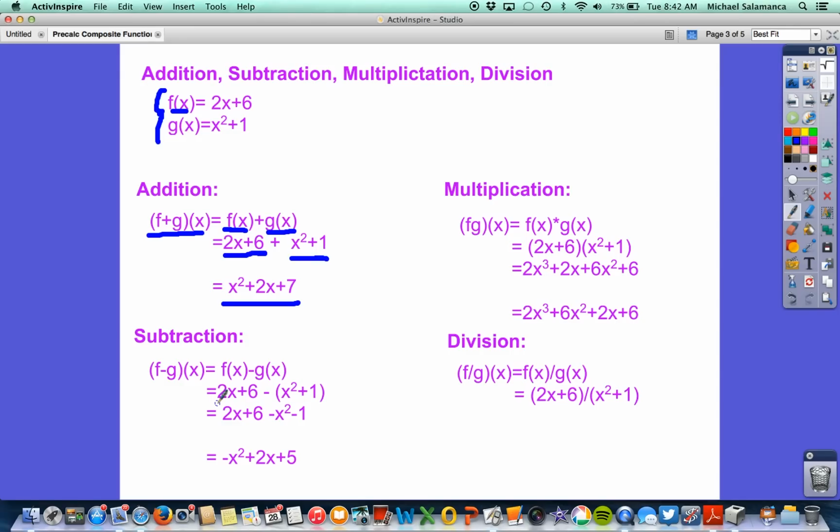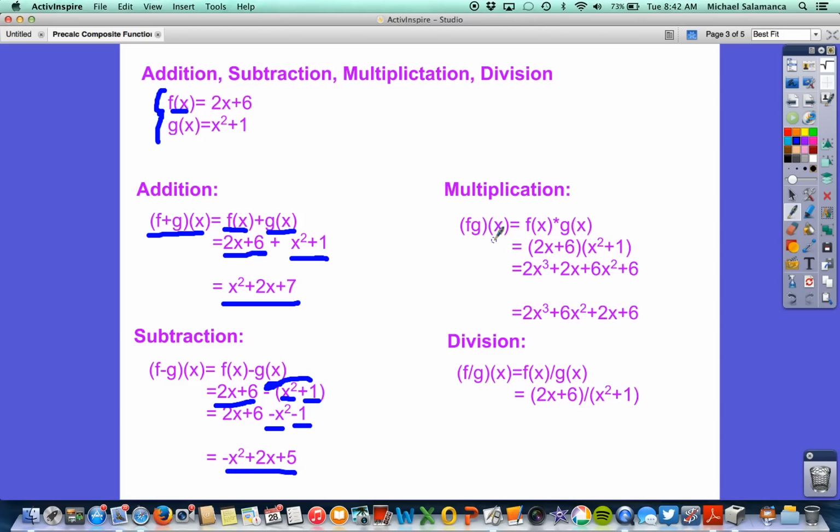Subtraction is the same exact thing, but I do want to caution you that when you're subtracting, you do have to be careful of your negatives. So f of x shouldn't change. Your g of x, because we're subtracting the entire function, you want to distribute that negative to each piece. That's why this x squared became negative x squared down here, and why this positive 1 became a negative 1 down here. So we now have negative x squared plus 2x plus 5.